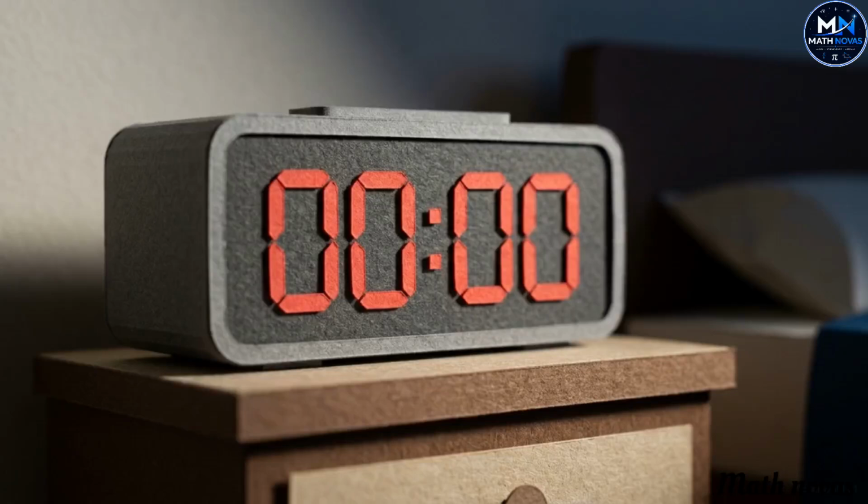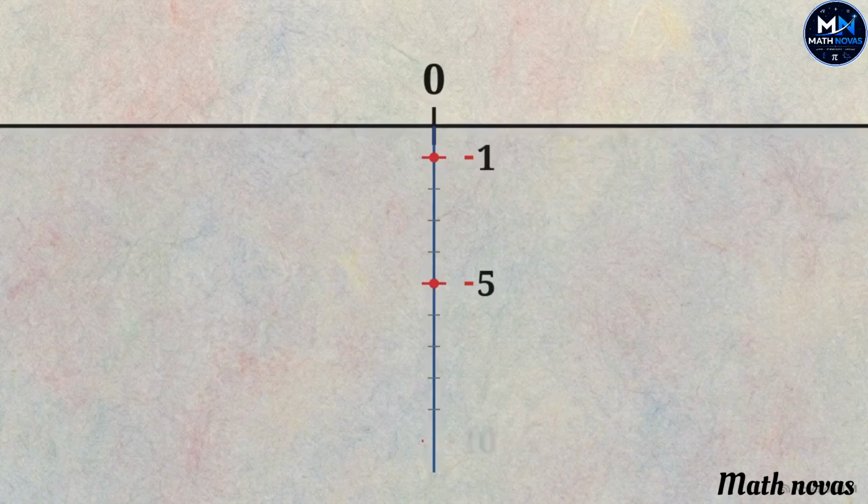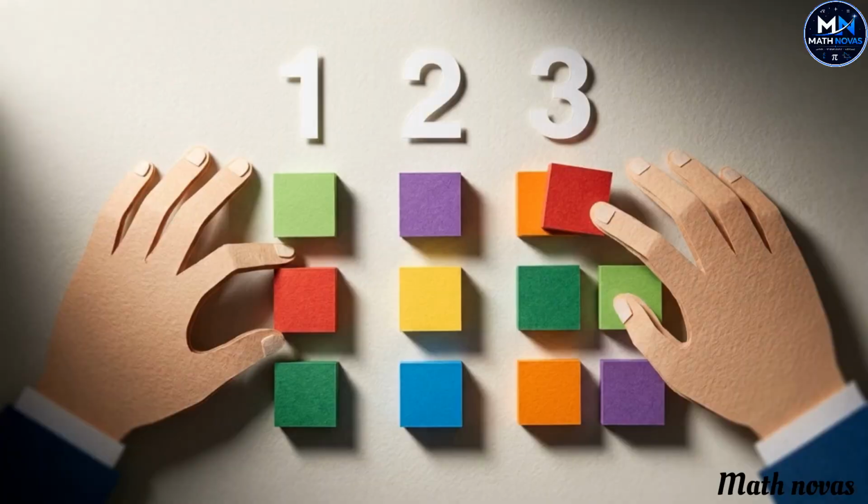Think about the numbers you see every day. Most stop at 0, but a whole world of mathematics exists below that line: -1, -5, or even -10. To understand how these work, we first need to look at the tools we use for basic counting.